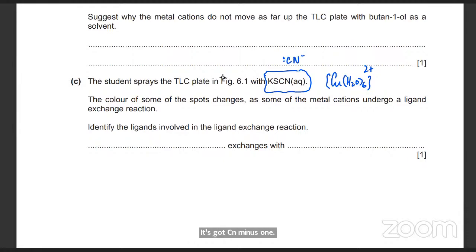That's what the ligand is. So the water molecules are going to be replaced by CN minus 1. The color of some of the spots changes as some of the metal ions, cations, undergo a ligand exchange reaction. Identify the ligands involved in the ligand exchange reaction. So the water ligand is replaced by, put the lone pairs, by the CN minus 1.